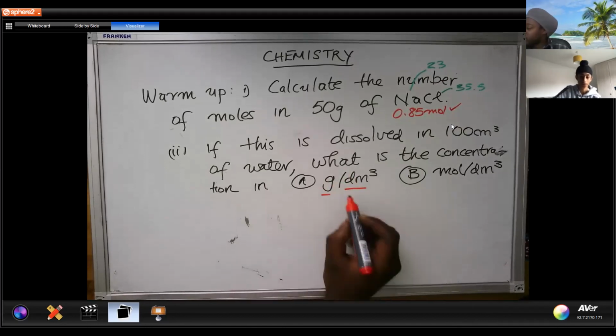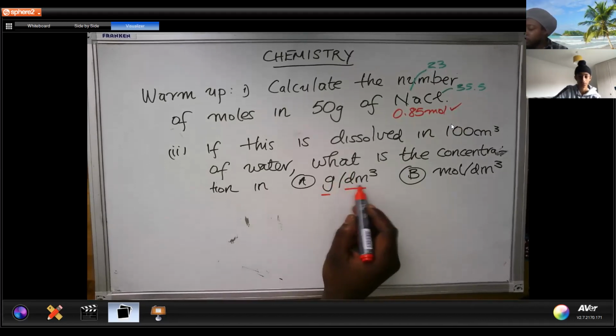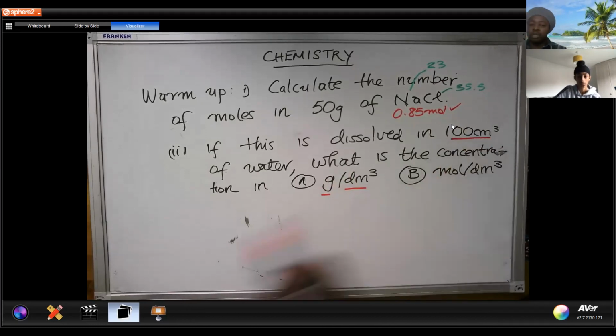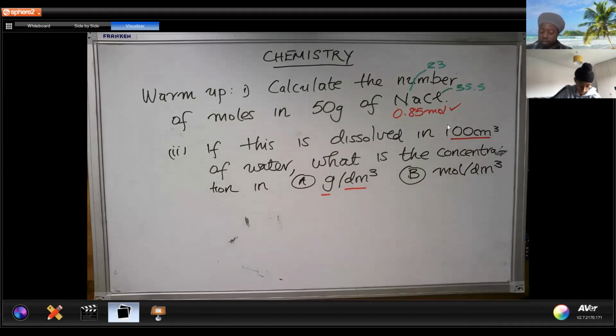Okay, nearly there, but look at the unit here. The unit is decimeter cubed, and you've dissolved it in 100 centimeter cubed. Okay, so is it 0.1 decimeters cubed? 0.1, well done. And then 50 divided by 0.1 equals 500. Equals 50, sorry.